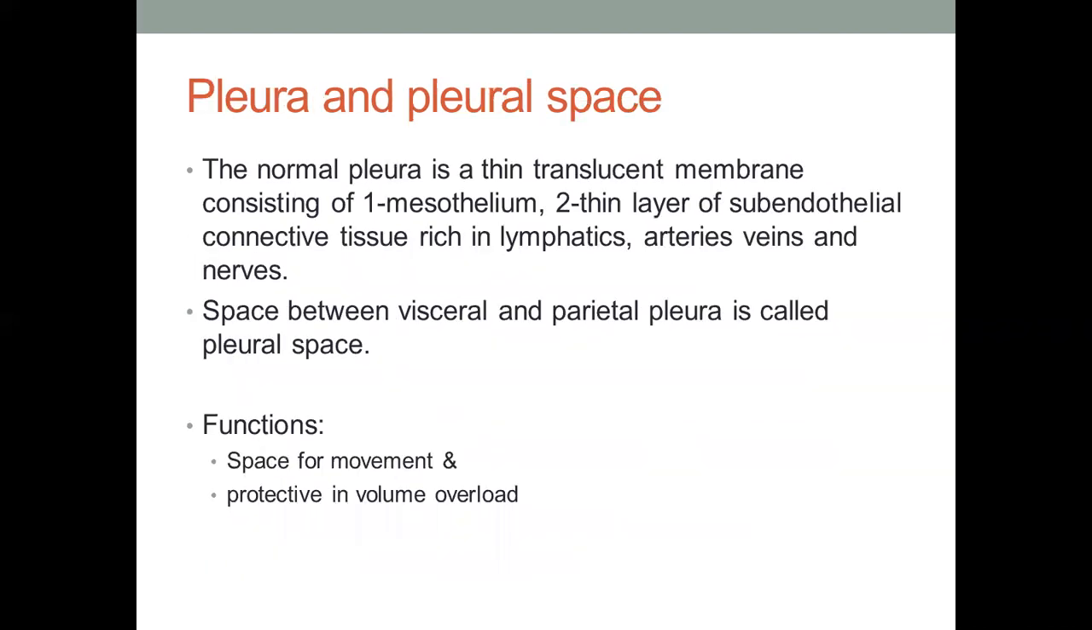Pleura and pleural space. The normal pleura is a thin translucent membrane consisting of one mesothelium and two thin layers of subendothelial connective tissue rich in lymphatics, arteries, veins, and nerves. The space between visceral and parietal pleura is called pleural space.